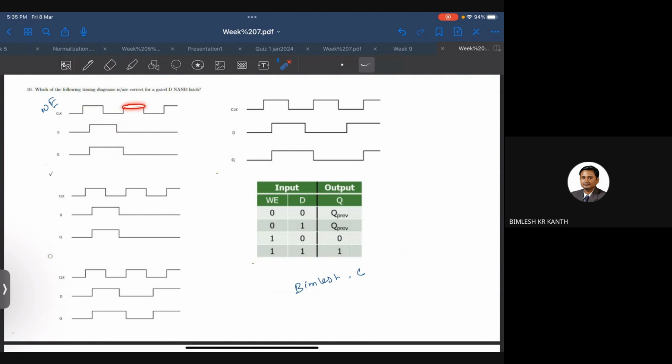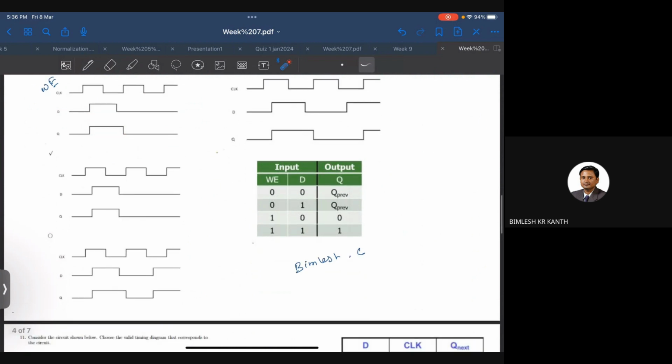Now here, W equal to 1 and D equal to 0, so it will be 0. Now here, W equal to 0 and D equal to 0, Q previous. So Q previous will be 1. I think 1 is the correct answer, right? Yes. Okay, now let's see this one.